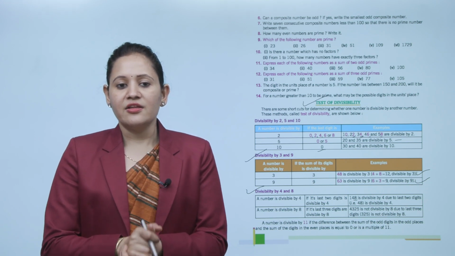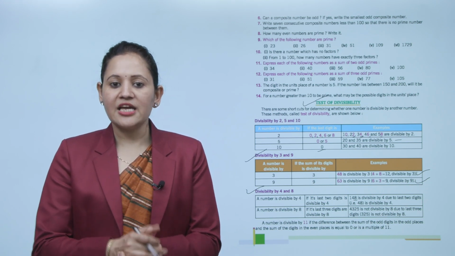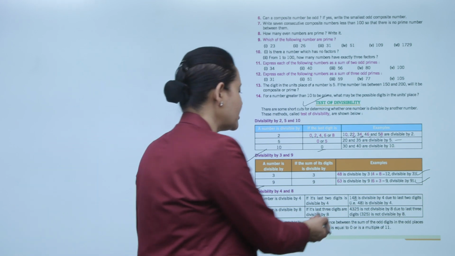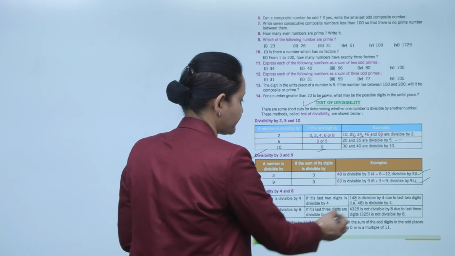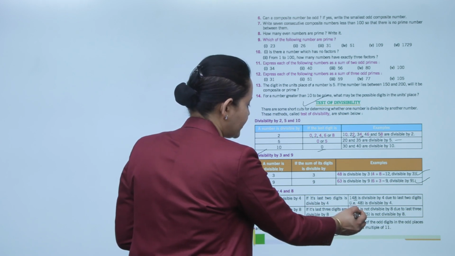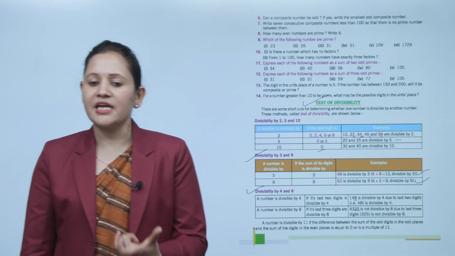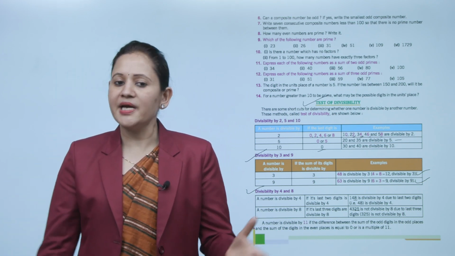Next, a number is divisible by 8 if the last three digits are divisible by 8. Like here, 4325. So the last three digits are 325, which is not divisible by 8. So the given number is not divisible by 8.